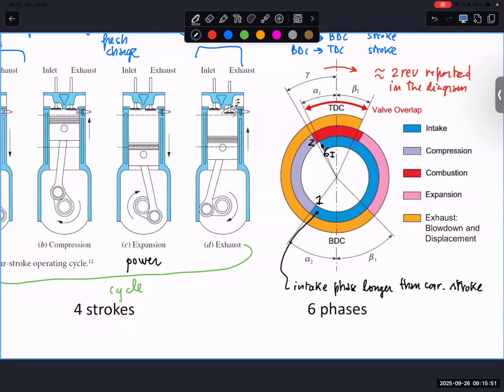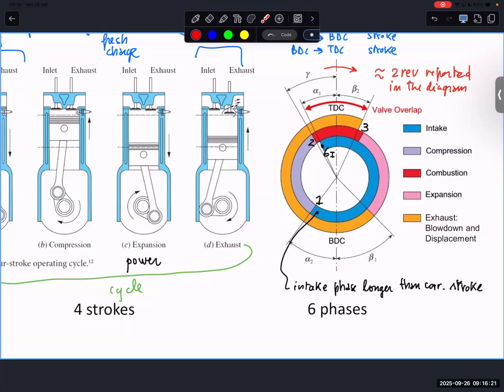From 2 to 3, we have combustion, and you can easily understand that combustion doesn't have a corresponding stroke because it's occurring around the top dead center. And I was saying that maybe an optimal duration of this red angle, corresponding to combustion, can be, for instance, lower than 50 crank angle degrees. Here, crank angle degrees correspond to the degrees that you can see here.